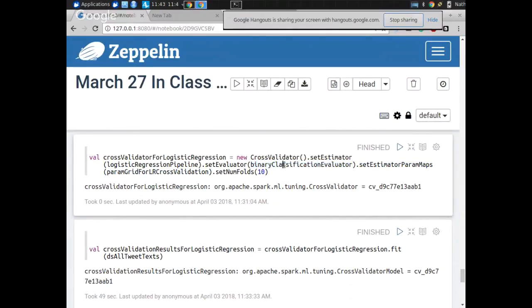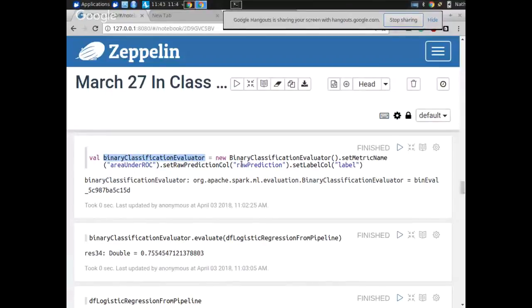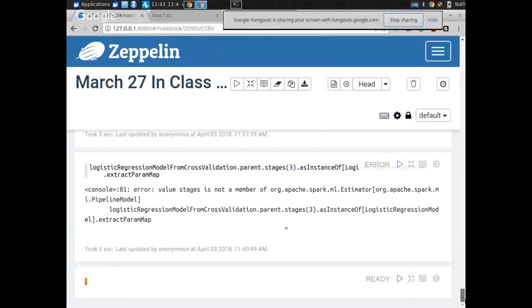We could have said something else. But this binary classification evaluator that we set up here, there we actually said use area under the ROC curve. There are other options for metric name that would have been possible. For example, you might optimize for sensitivity or specificity or recall. Maybe there's an F1 score or maybe there's accuracy, sort of crude accuracy. I think any of those might well be part of the set of possible metrics.